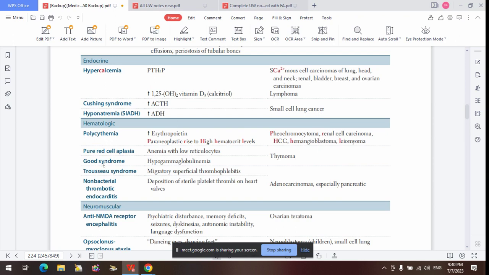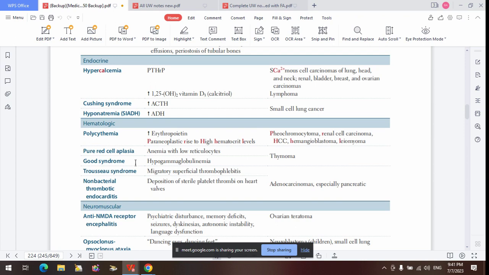So there's another one that we call pure red cell aplasia. When we were doing immunology, I know that we talked about some associations that share with thymoma. Maybe we talked about myasthenia gravis, red cell aplasia, Good syndrome. All those things are associations of thymoma, and they are actually due to paraneoplastic association. So someone that has pure red cell aplasia.